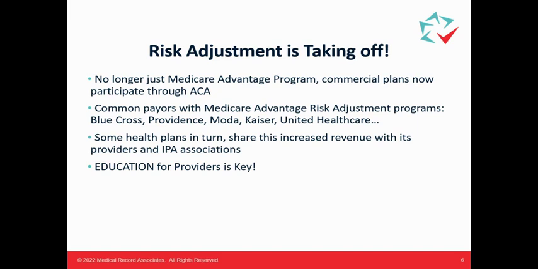Some health plans, in turn, share the increased revenue with its providers and IPA associations. That's called, in your contracting, and for those of you that are involved in the contracting, shared risk, okay? So they'll do a sliding scale depending on what the numbers look like. The big thing, as in anything coding related, is education for providers. That's the key to all of this. Providers need to understand the programs, why it's important. It's important to document for the patient's well-being, but also for the health plans too.